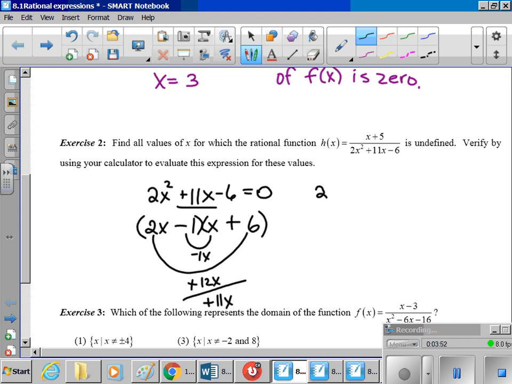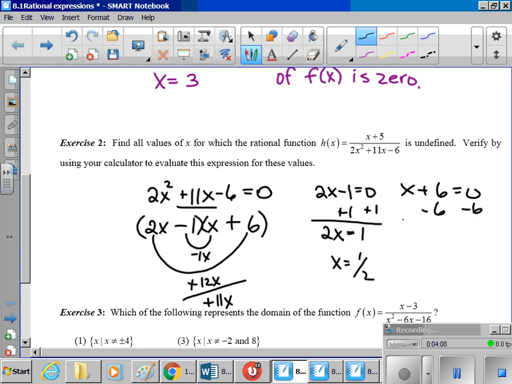So I have 2x minus 1 is equal to 0. I have x plus 6 is equal to 0. Add 1 to both sides. 2x is equal to 1, and x is equal to 1/2 when you divide both sides by 2. And minus 6 and minus 6, and x is equal to negative 6.